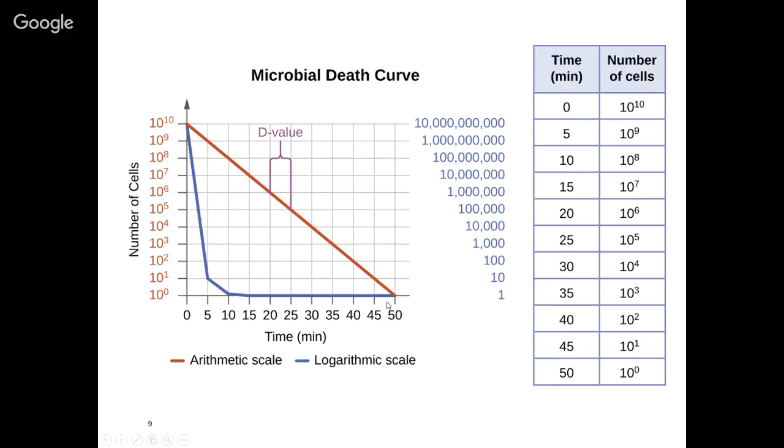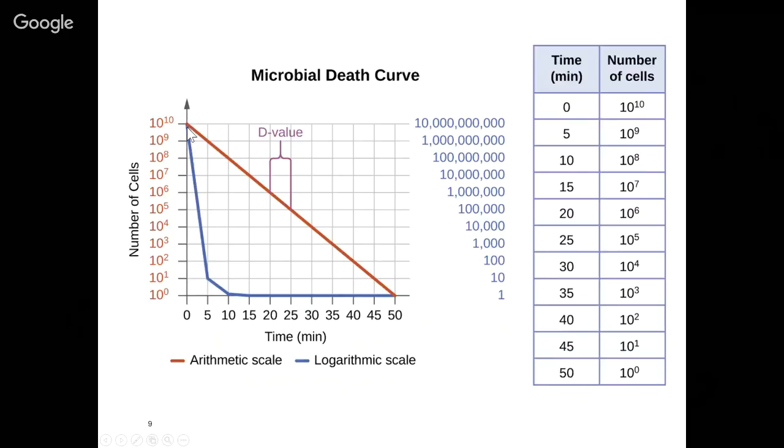I don't remember, actually. Let me ask this question. How many cells did we start with here at the very top? Number of cells starts at 10 to the 10, right? What do we end at for both lines? Both the red line and the blue line end where? At 10 to the 0, right? Which would be 0, correct? It ends at 10 to the 0, which is 0.